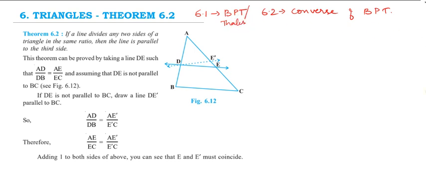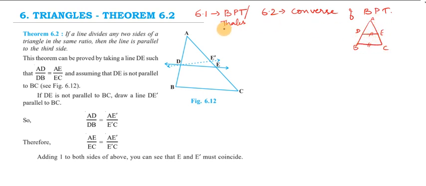In the Basic Proportionality Theorem, we saw that if a line is drawn parallel to one side of a triangle, so if we have a triangle and we draw a line which is parallel, it will intersect the other two sides at distinct points D and E. That is what we saw here. So we had A, B, C, and we had D and E, and this was given. And we were asked to prove that the other two sides are divided in the same ratio.